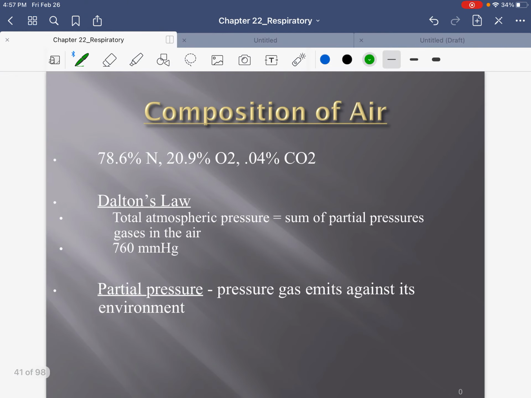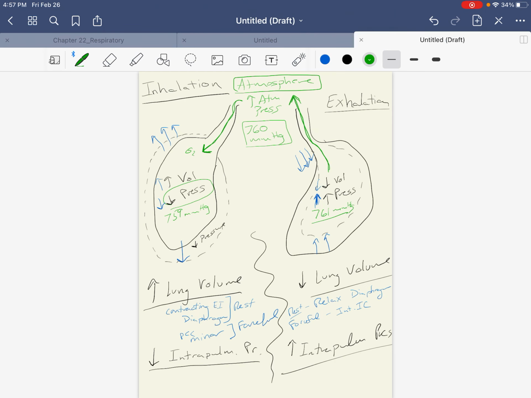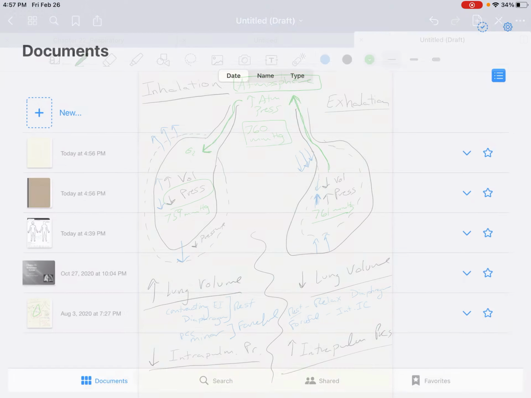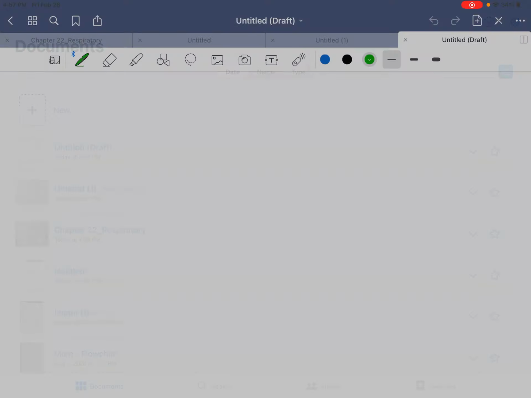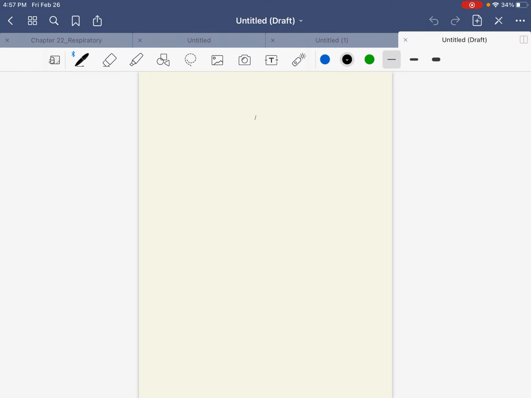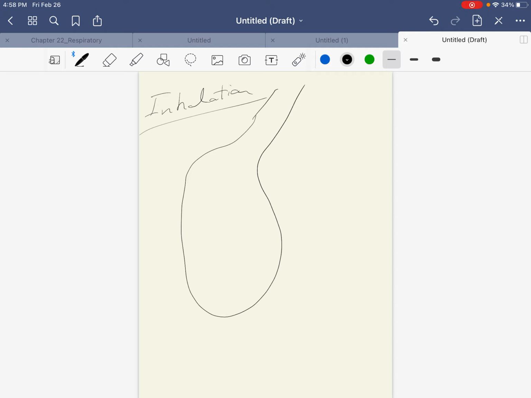Okay. Before we go on, there's one more thing I want to talk about, and that is what happens if we are at a high elevation. Normally during inhalation, if we're at sea level, so we're not at high elevation, the atmospheric pressure at sea level is 760 millimeters of mercury.